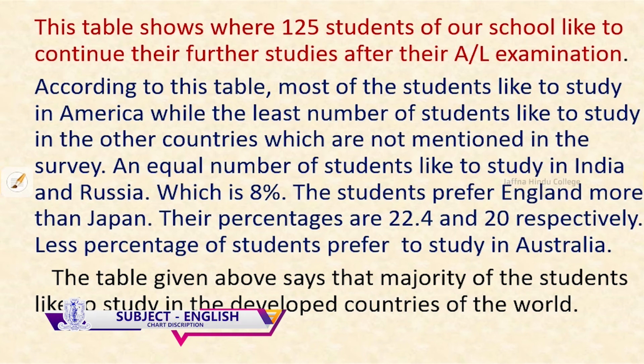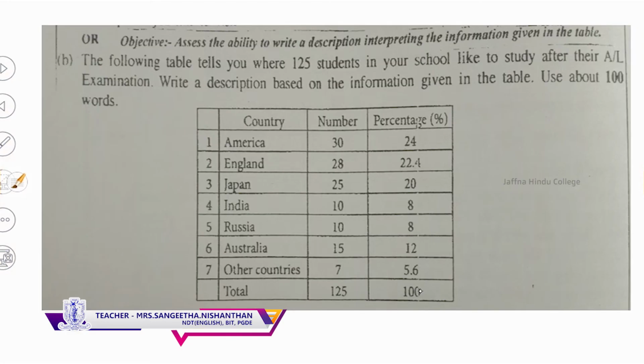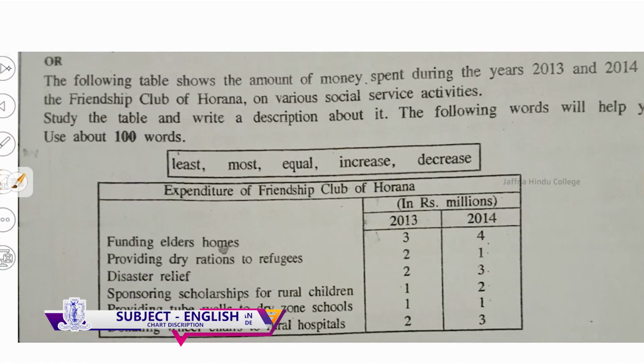In the second paragraph, we used "most of the students," and in the third paragraph, we use "majority of the students." So don't repeat the same words. It is better to change the wording for each paragraph.